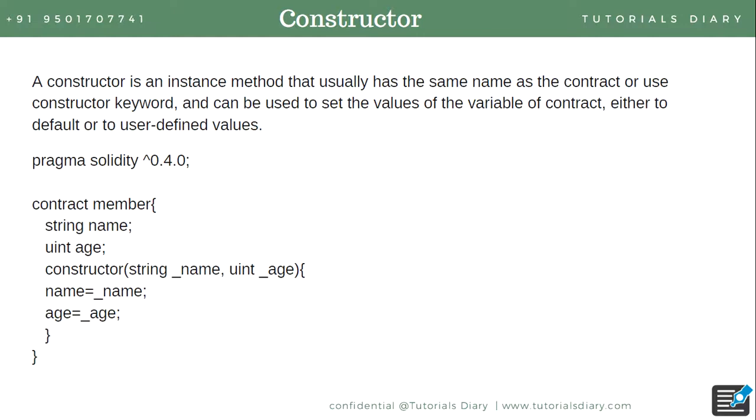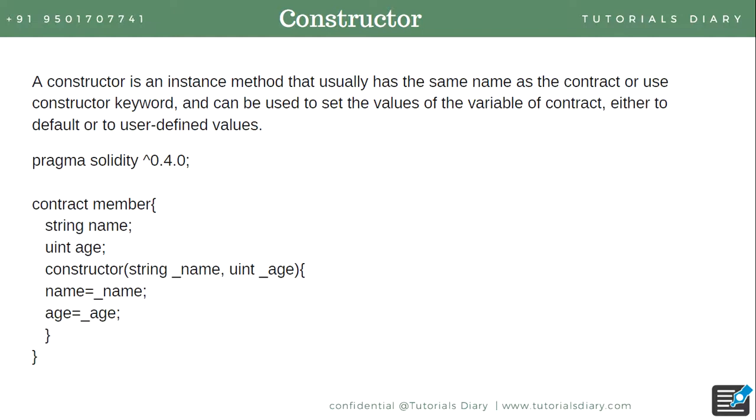A constructor is an instance method that usually has the same name as the contract. This is one kind of function we have in a contract, which has the same name as the contract, or uses the constructor keyword. The syntax has changed, since you are all aware that Solidity is currently under development and not fully ready yet. Every day we see some changes, some improvements, some new features being added. So this is how it is being used right now.